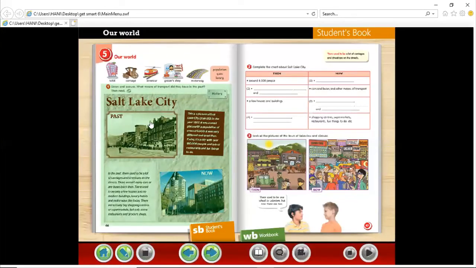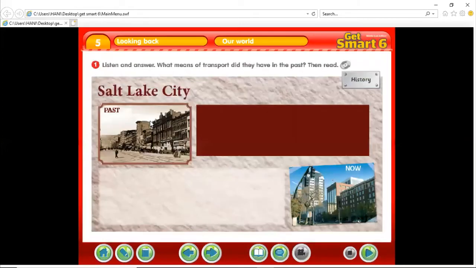Let's go. Our lesson today is about a place called Salt Lake City. Where is this place? If you look at the two pictures here and there, past and now, you see the difference between the same place in two different times. Listen and answer. What kinds of transport did they have in the past? Then read.